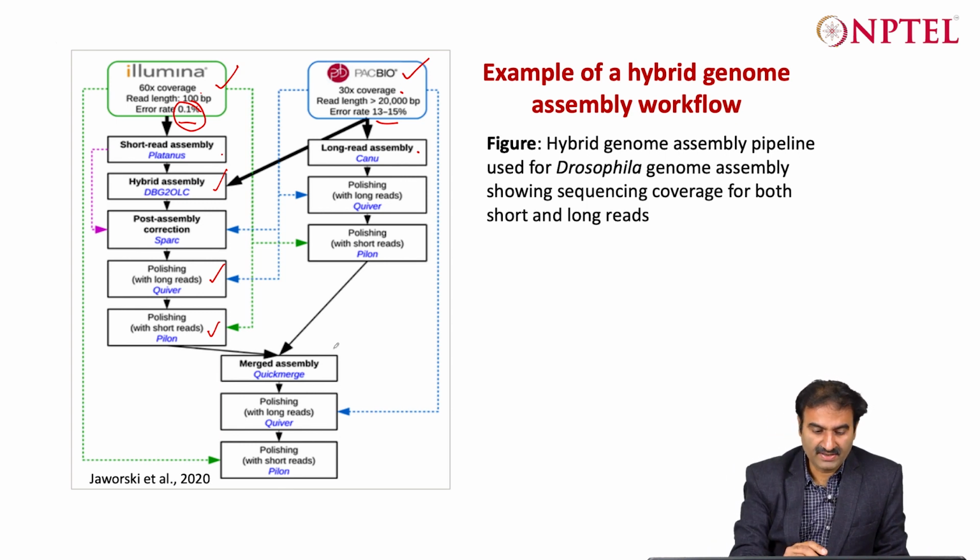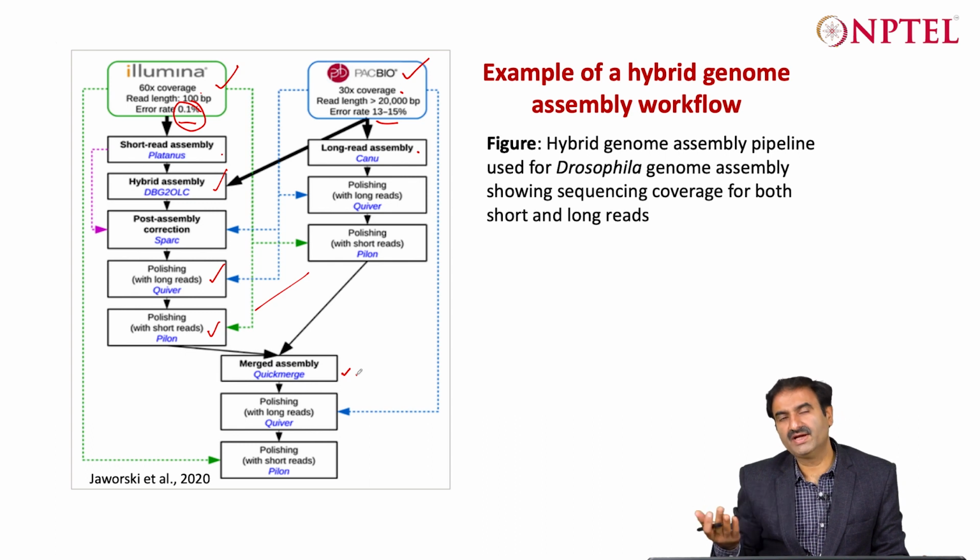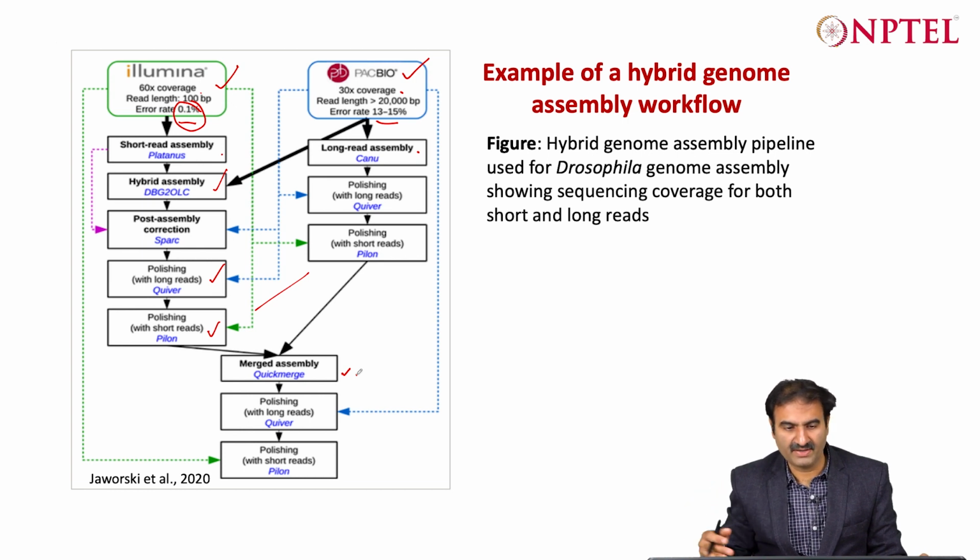And then again you can merge the assemblies, right. So either you can merge it at this level, right, or you can merge it at this level, right. And again you can do another round of polishing using both types of reads, right, so that the assembly you have generated is rechecked for any errors and becomes better and better.